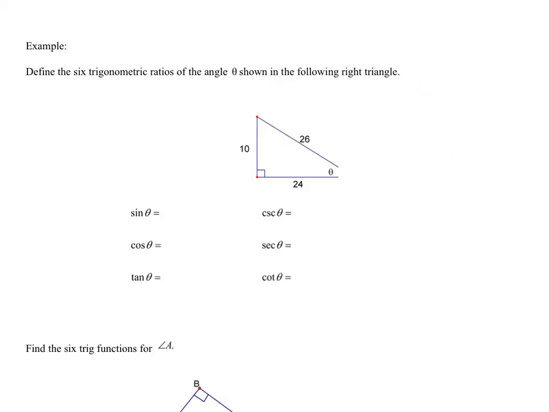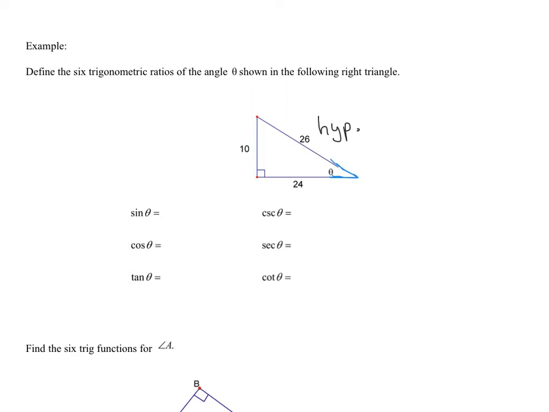So here I wanted to find the 6 trigonometric ratios of the triangle given. Okay. So here is my angle theta. So the first thing I would do is define what my sides are. This is definitely the hypotenuse. It's the longest side. It's across from the 90.